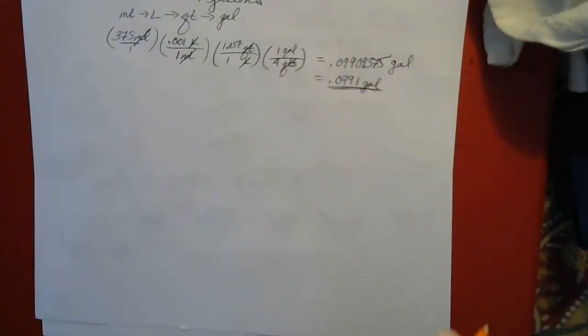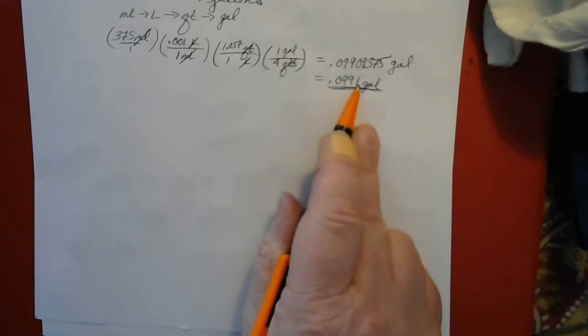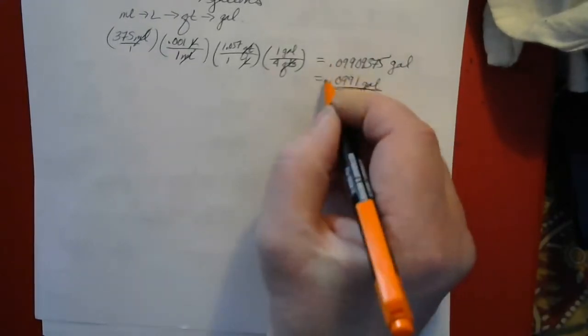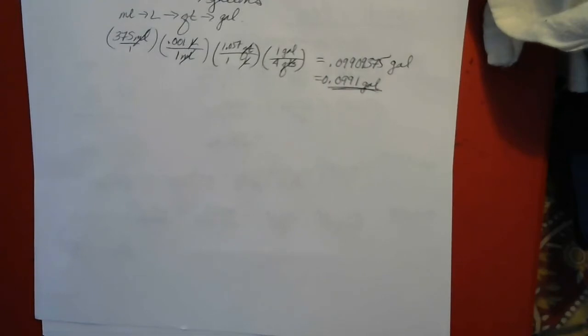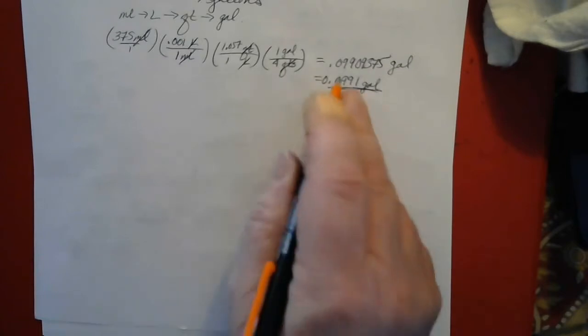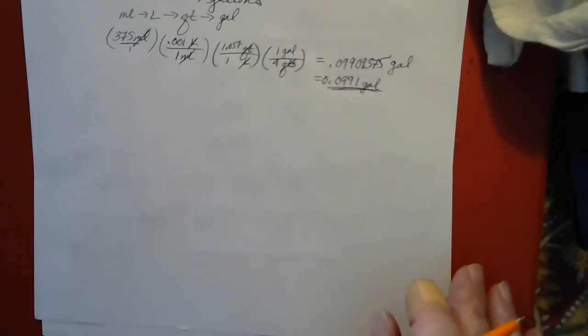Okay, and that would be to the correct number of significant figures. 3 significant figures, because again, you can also write it as 0.0991. The zeros at the beginning, though, don't count. So that's 3 significant figures.